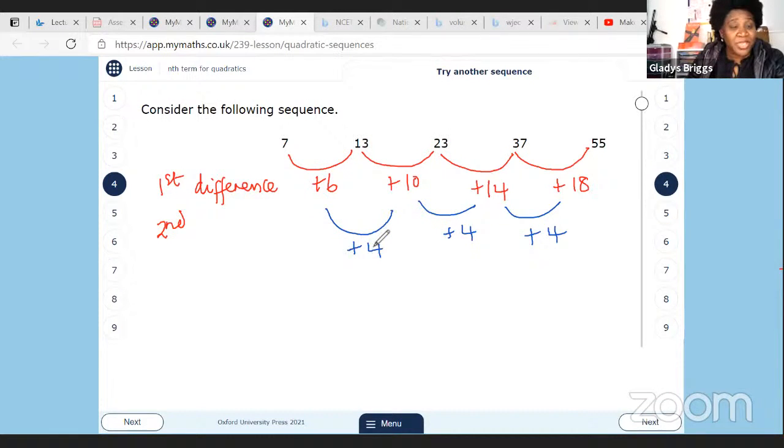Actually, this 4 here tells us the coefficient of x. So when we had 2, the coefficient was 1n squared. But when we have 4, the coefficient would be 2n squared. When we have 6 on the second difference, then it will be 3n squared, and so on. So let's have a look.